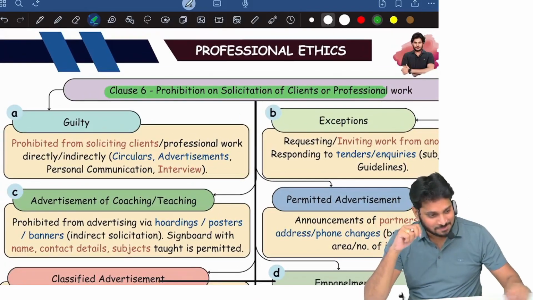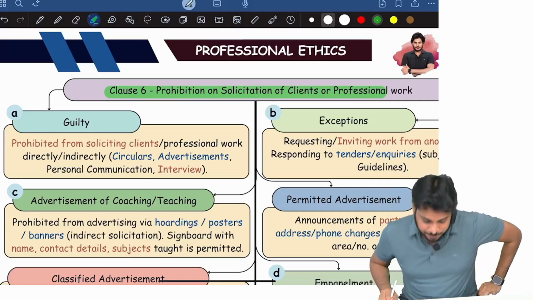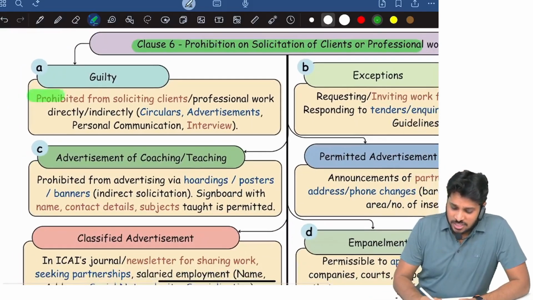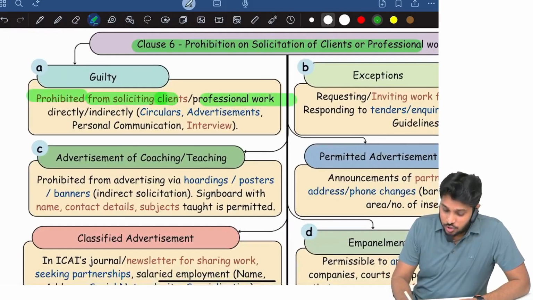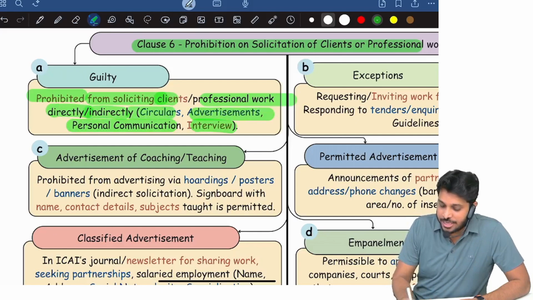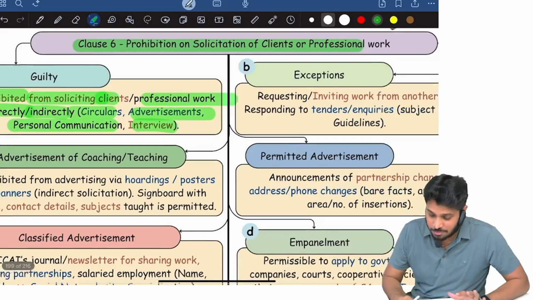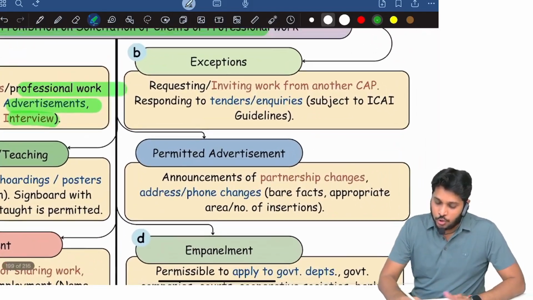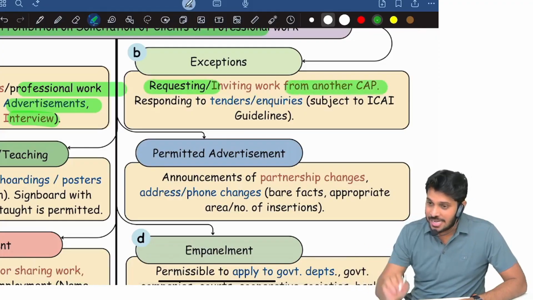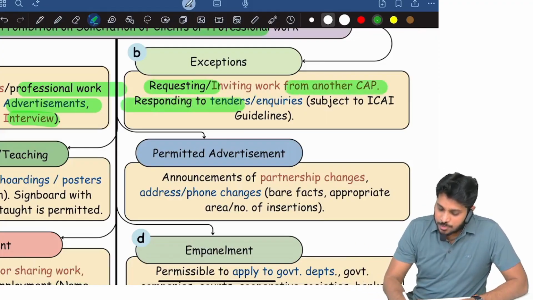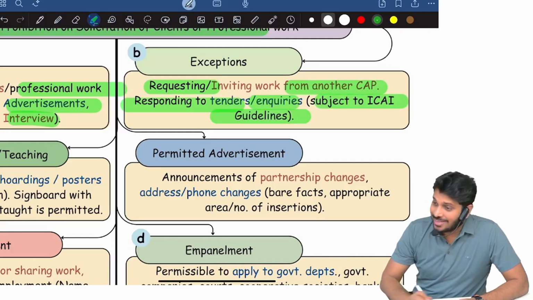Yes, clause number 6. A CA in practice is prohibited from soliciting clients or professional work directly or indirectly through circulars, advertisements, personal communication or interview or by any other means. Now, exception. You can request work from another CA in practice, or you can even respond to tenders and inquiries subject to ICAI tender guidelines.